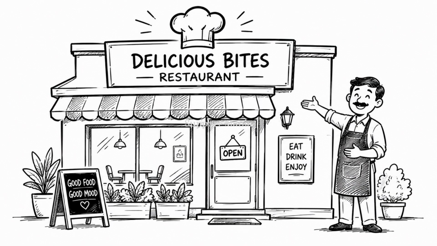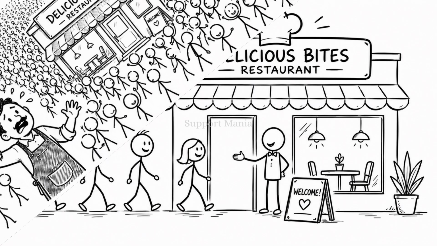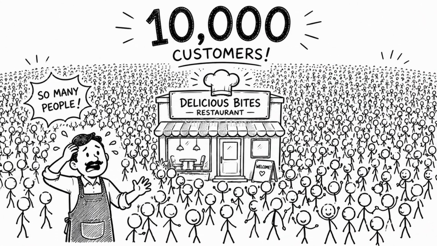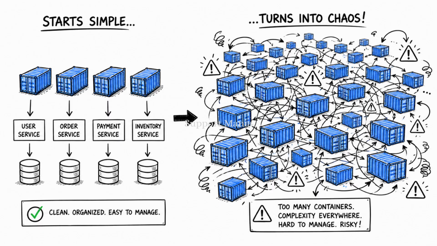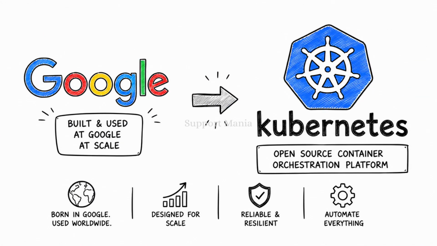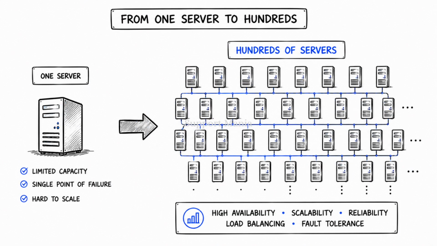Imagine running a restaurant. Customers keep coming in. Some days, 10 customers. Other days, 10,000. Now imagine hiring waiters manually every time more customers arrive. Impossible. Applications had the same problem. Containers made deployment easier, but managing thousands of containers became a nightmare. Google solved this internally, then open sourced the idea. That became Kubernetes. Think of Kubernetes as an operating system for your data center. Not for one computer, for hundreds.